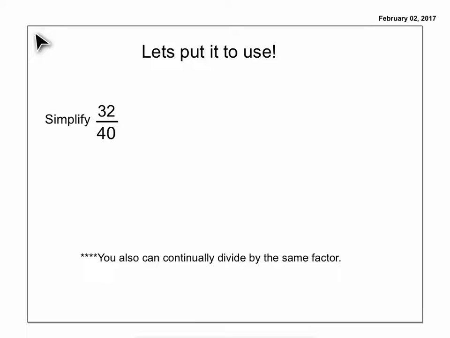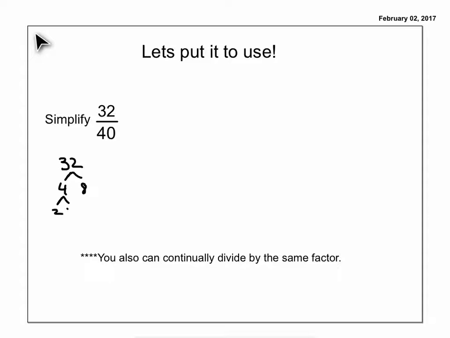So let's put this to use. We need to simplify 32 over 40. First we need to find the greatest common factor of 32 and 40. Let's do 32 first and break it down. What are two factors of 32? Well, how about 4 and 8? Neither of those are prime. They're both composite, so we've got to break them both down.